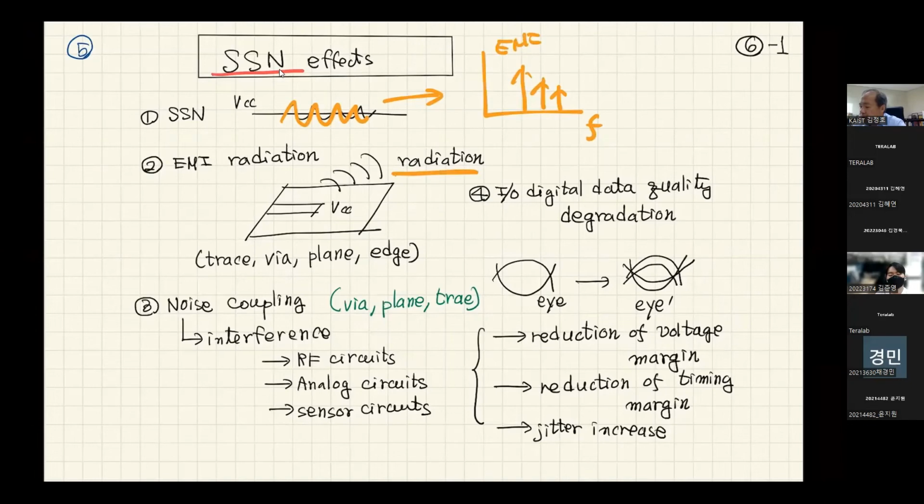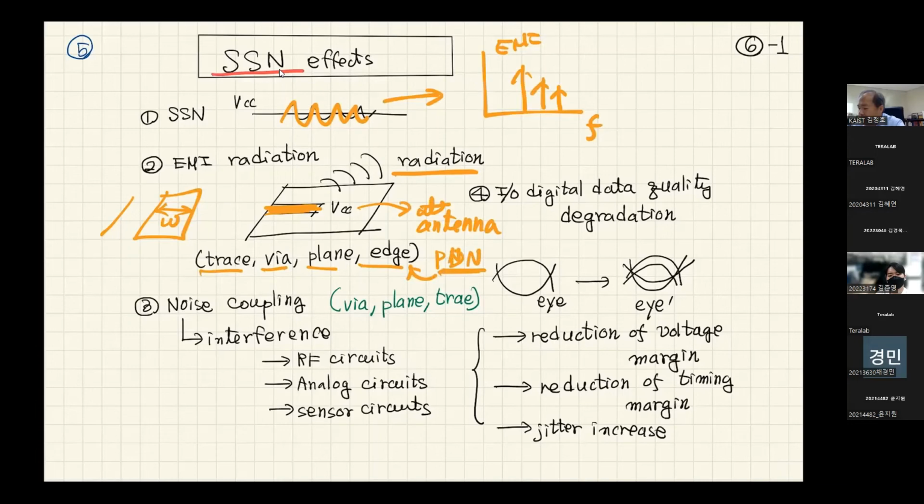And because usually a power line has some area like this, 50 ohm line impedance is a very thin line, but power line has to be very wide. Why do that? Because to reduce the impedance, so it's gonna be an antenna. So we're gonna have a large amount of antenna: trace, via, plane, and edge of all PDN network could be an antenna. Your whole interconnection system could be an antenna.